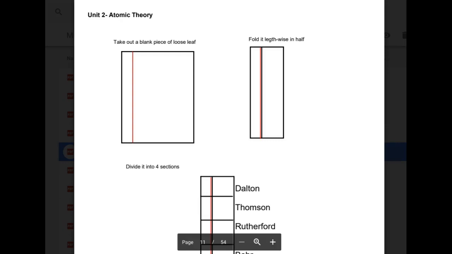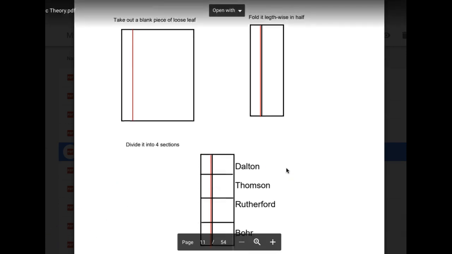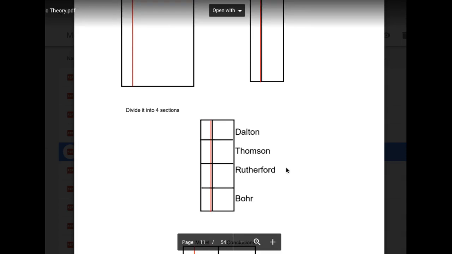Hi kids. I thought it would be helpful to record a little Unit 2 review. So if you are interested, take out a blank piece of loose leaf and fold it lengthwise. And then separate it into these four categories.